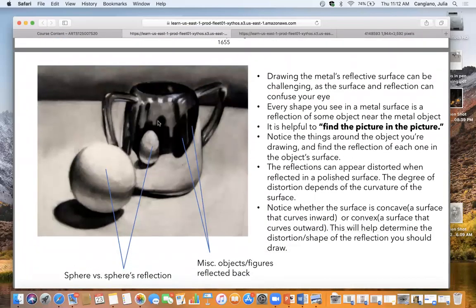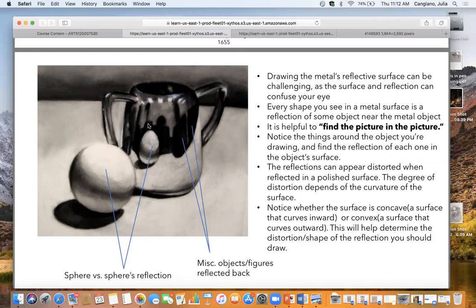So this is the tip that I will always refer back to when my students get lost in drawing a reflective surface. If they're getting lost, they say, oh, I keep losing my place. Drawing the metal surface is a lot easier when you have objects all around, because you can find the picture within the picture, so to speak.